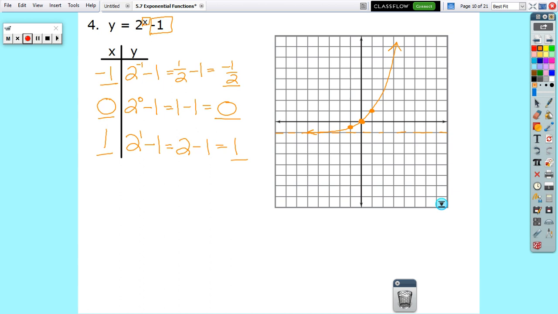So our asymptote is at -1. It means that our line is going to approach that. It's going to get super, super close, but it's never going to touch it. It's never going to cross it.